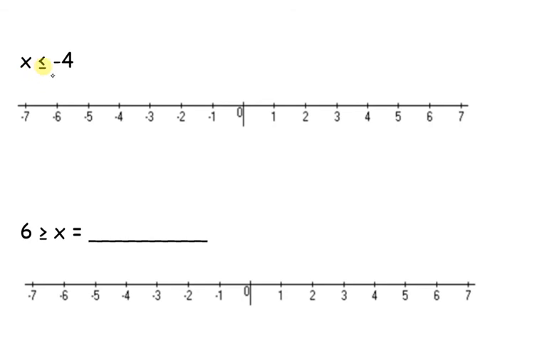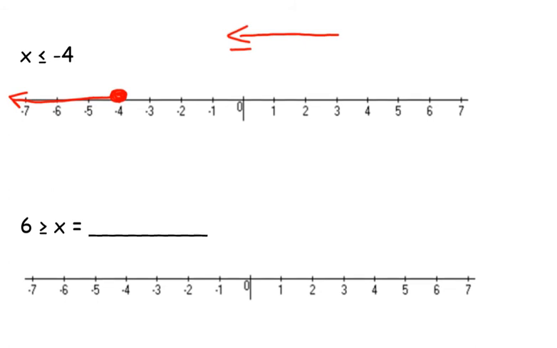Okay, so we have X is less than or equal to -4. So here's -4, and because it has a bar under it, it's going to be a closed circle. Okay, now look at this sign. I'm going to just draw it a little bit bigger. Ignore the bar for a minute. If this was an arrow, which way would it be pointing? This way. So I'm going to draw the arrow this way, and that's how you graph it.